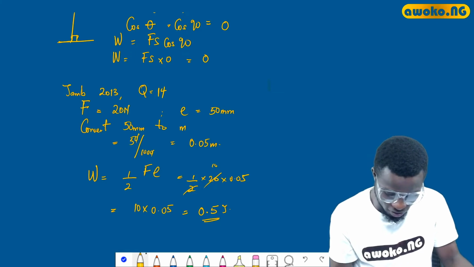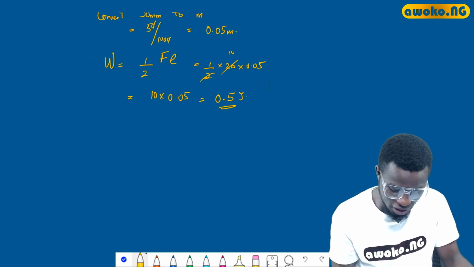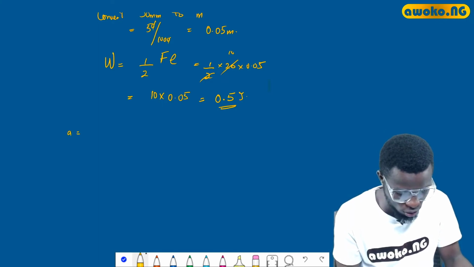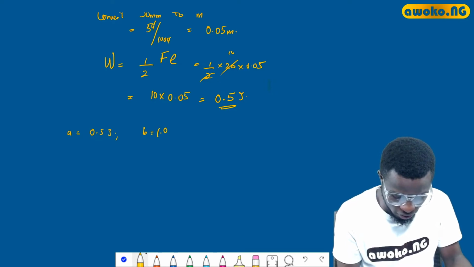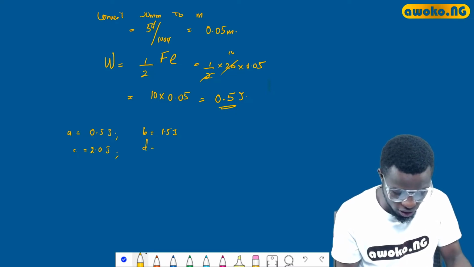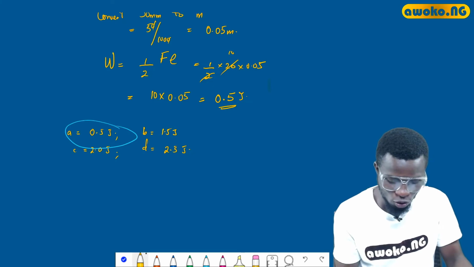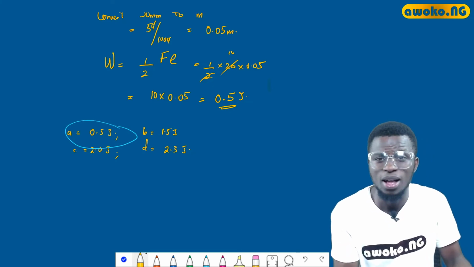0.5. And in that particular year, we have the options: A equals 0.5 joules, option B equals 1.5 joules, option C equals 2.0 joules, then option D gave us 2.5 joules. Of course, we know that our answer is equal to 0.5 joules. This is just a simple application.